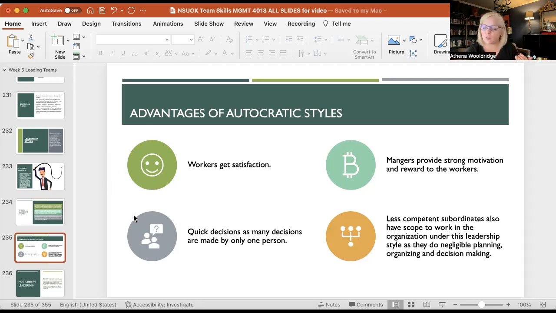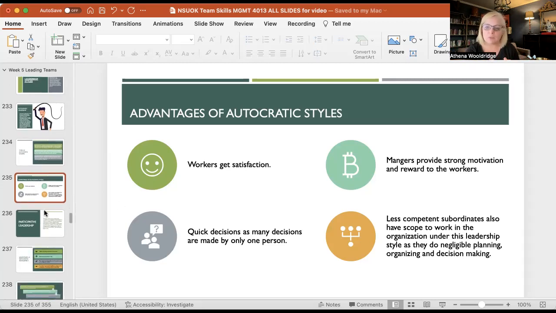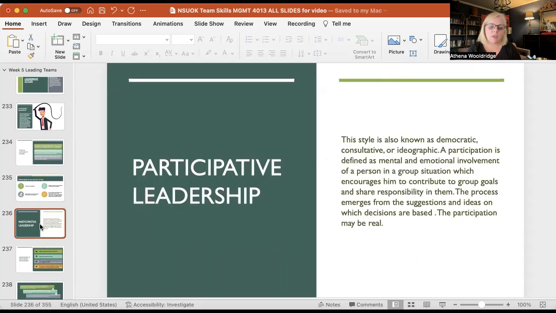So let's see, it often allows for quick pivoting because the leader is able to make a change and then implement that, and others will follow it fairly quickly. What about participative leadership? This is a demographic. It's a consultative style. It is where a group of individuals contribute and then they share that responsibility. And then you have someone who is leading.